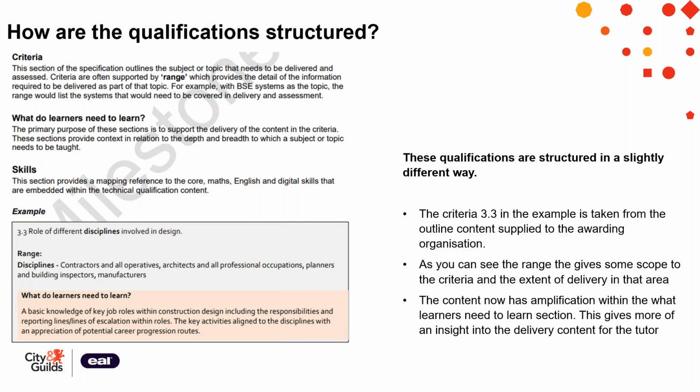So as you can see, we've still got the things we know and love from previous qualifications. When things are drafted in the handbook, you've got the criteria there. So the example there, the role of different disciplines involved in design. That then gets elaborated on, and we give some range for that scope of delivery. So that criteria then gets broken down in the range. So we give the tutor an idea of what to teach and the breadth of delivery. And then if there's any key areas the learners need to know, and the scope of that range is then included in this what do learners need to learn section.